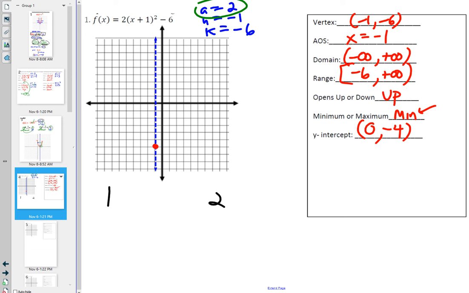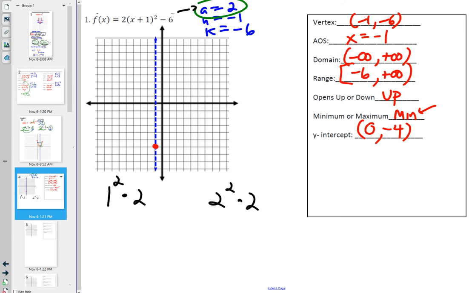What's going to happen one space away? What's going to happen 2 spaces away? Now, once you start with that 1 and 2, you have to square them, because it's a parabola. Es un cuadrado. And then you have to multiply times A. So this times 2 and this times 2, because A was 2.